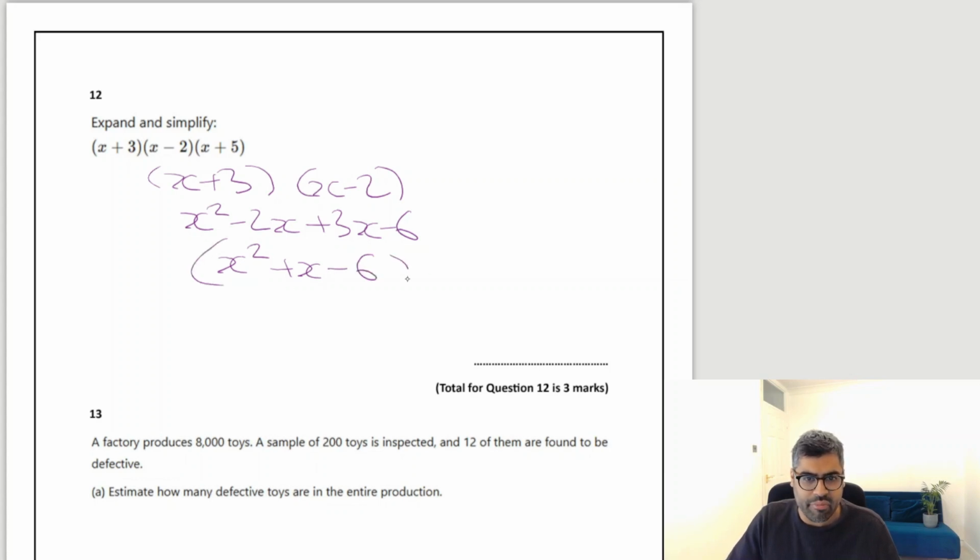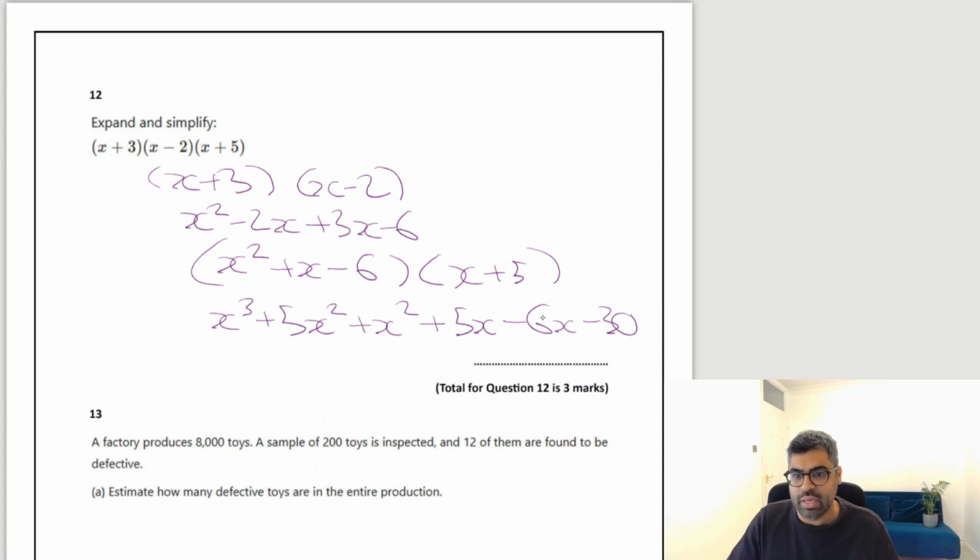Now we put this in a bracket, and we need to multiply this by x plus 5. So let's expand this out. We have x cubed plus 5x squared plus x squared plus 5x minus 6x minus 30.